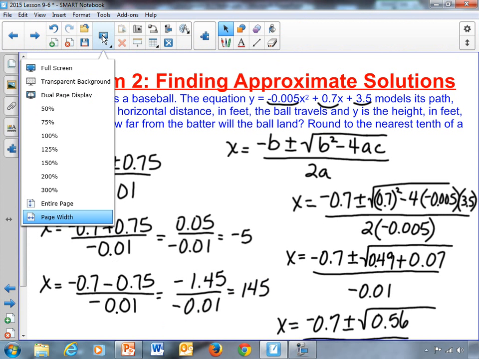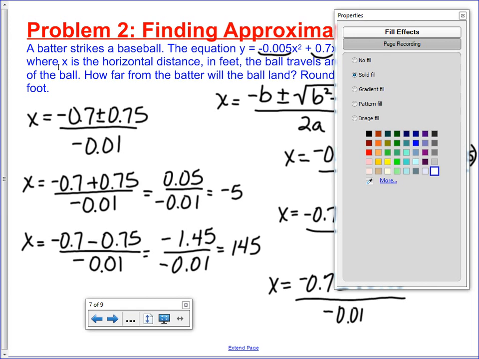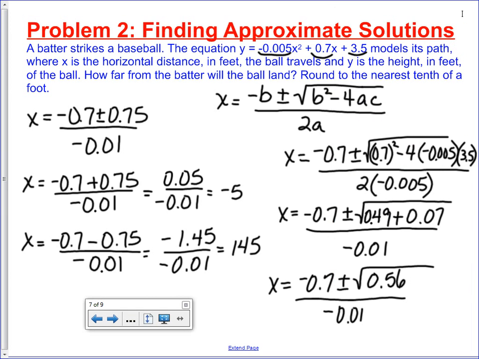All right, one of the things I wanted to check before continuing is the answer that they give in the book. First of all, this answer right here, -5, does not make any sense in our problem. So we cannot consider that number. Our second solution, 145 feet, this would be rounded to the nearest foot.